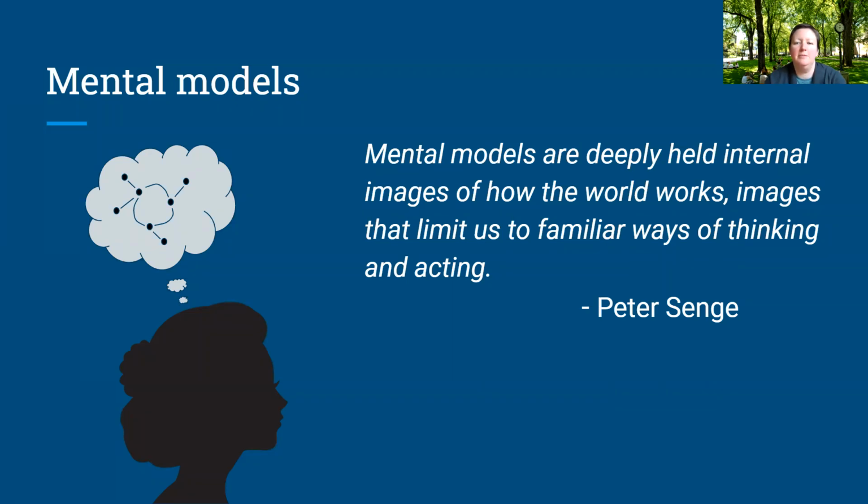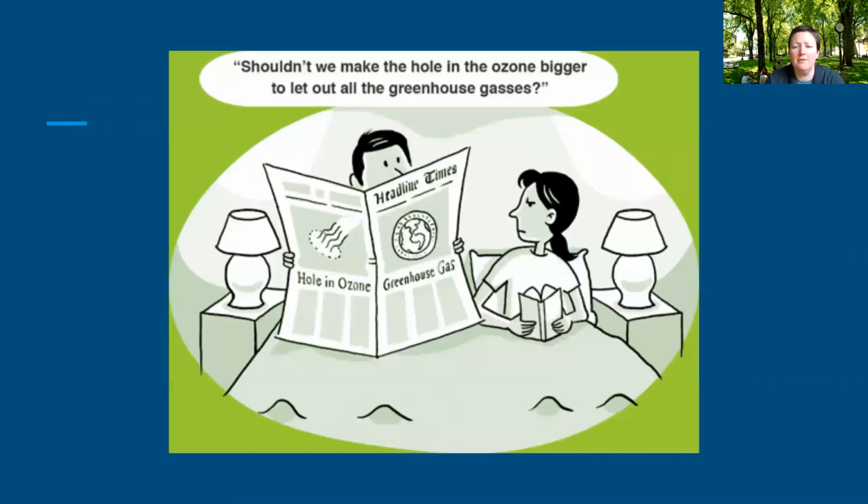An important concept in systems thinking is mental models. So Peter Senge, who has written a lot about the topic, says that mental models are deeply held internal images of how the world works, images that limit us to familiar ways of thinking and acting. Now, mental models can be individual or shared, and they're often below our conscious level of awareness. They can be based on experience or assumptions and shape our perception, reasoning, and behavior. They can also be difficult to change. Mental models can also be wrong.